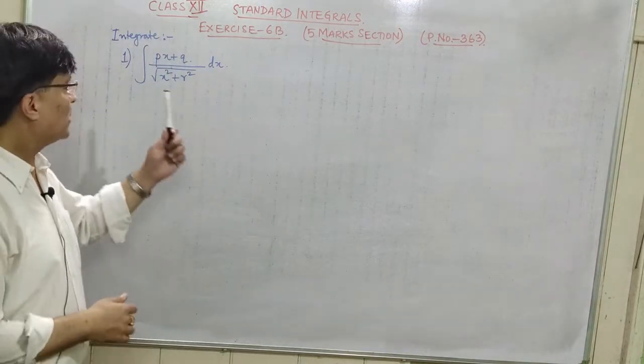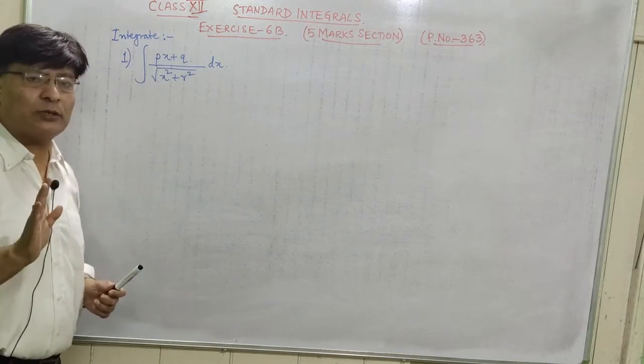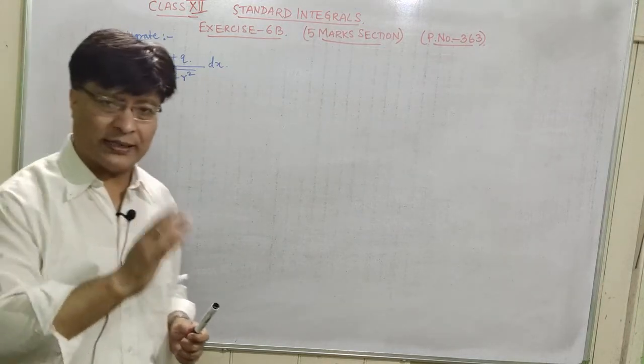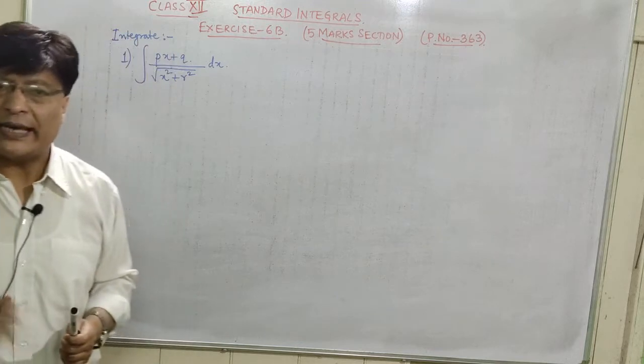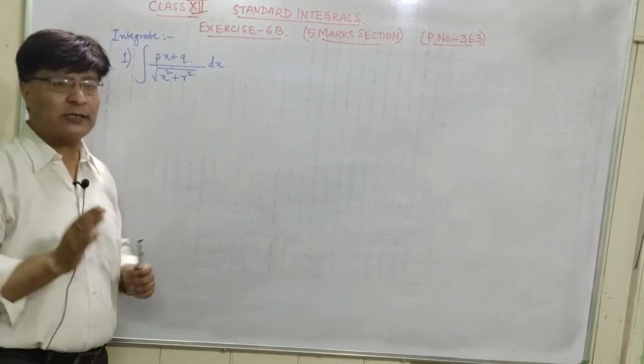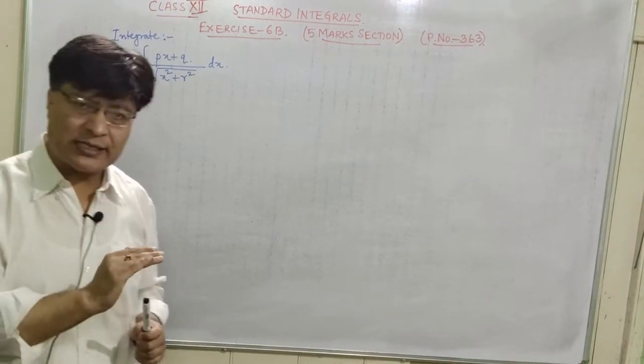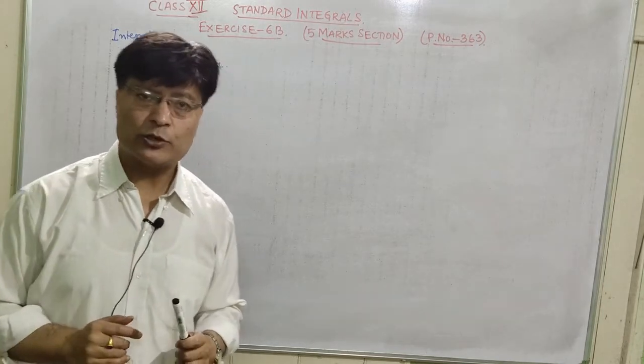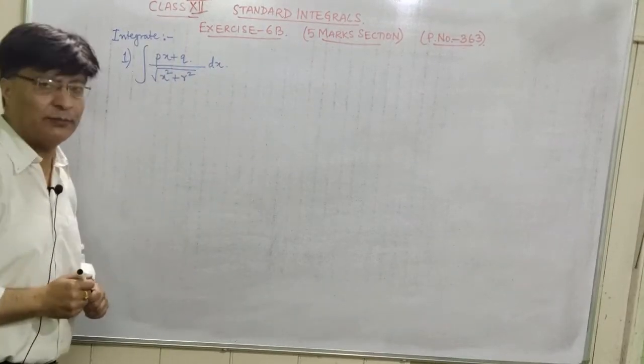But here in the denominator, there is no term containing x to the power 1, that is there is no term containing x, but this expression contains only x square and r square. So directly we can separate the term here.